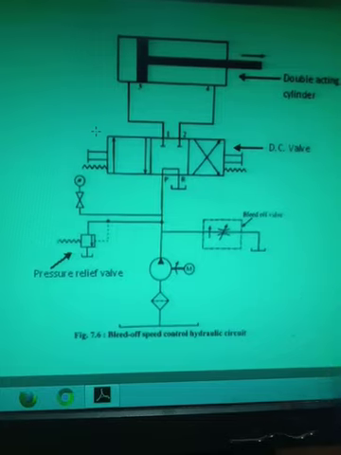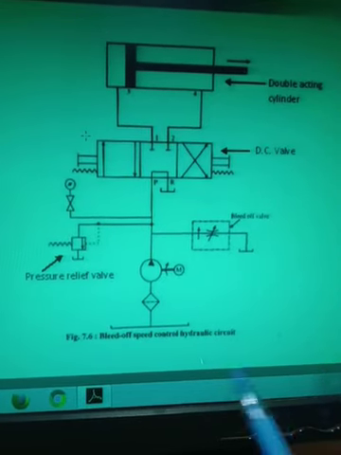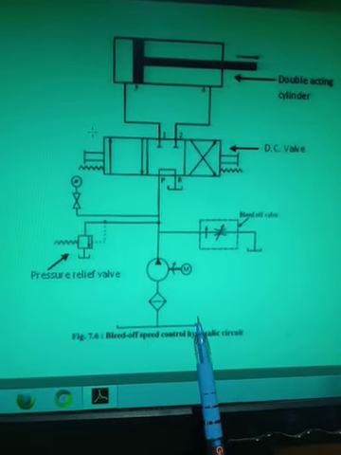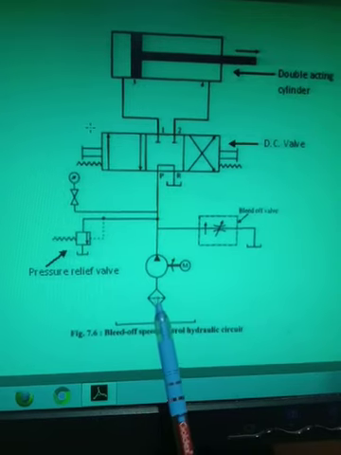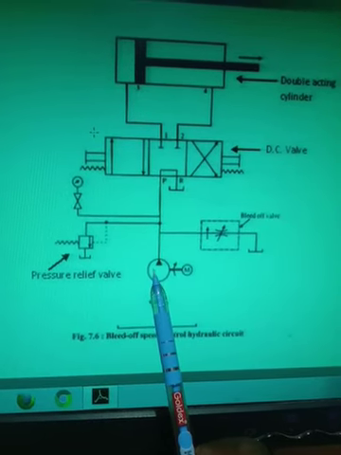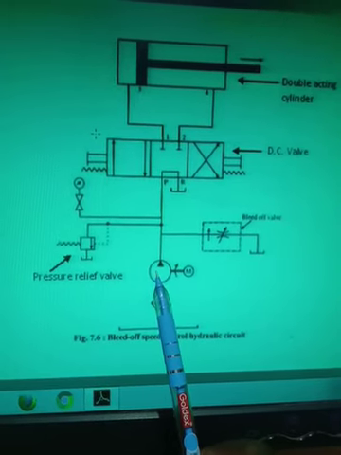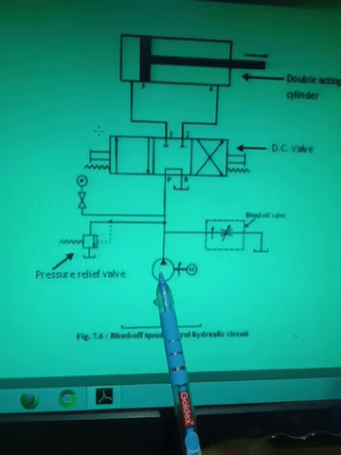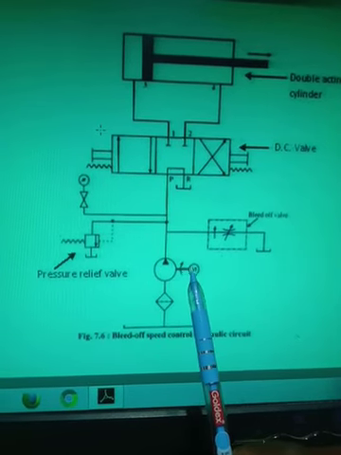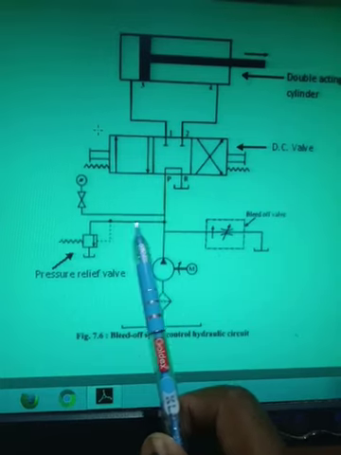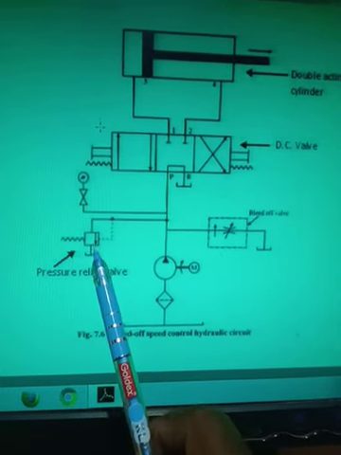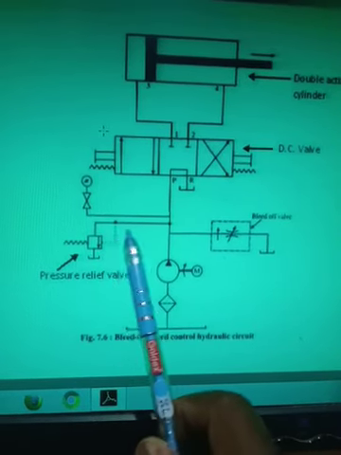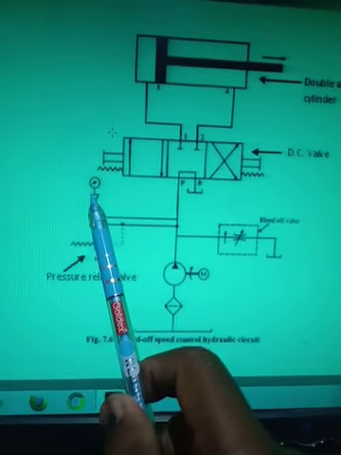As you know, the components are very well known to you. So what is this? Yes, this is the reservoir, where oil is stored. What is this? This is the filter, which filters the oil. What is this? The pump, unidirectional, right? Constant flow hydraulic pump. This is the prime mover, the electric motor. Then you come here. This is the pressure relief valve. This is the pressure gauge which is measuring the pressure.